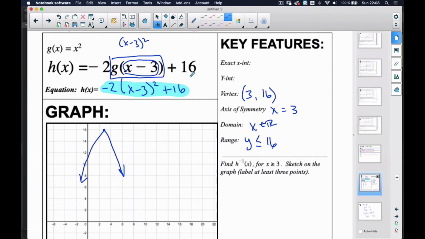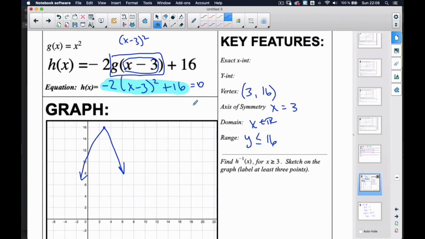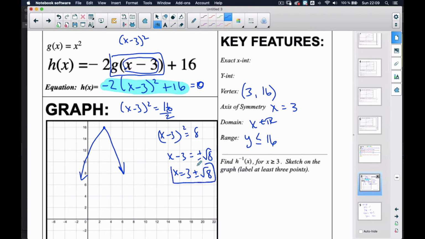Okay, and then to get the exact x-intercepts, the easiest thing for me to do is just set this equal to 0 and then do PEMDAS backwards. And I'm going to get not a nice round number, but I'm going to get negative 16 over 2 if I subtract the 16 and divide by negative 2. And so x minus 3 squared is equal to 8. So x minus 3 is equal to plus or minus the square root of 8 if I take the square root of both sides. And so x is equal to 3 plus or minus the square root of 8, and these are the x-intercepts.